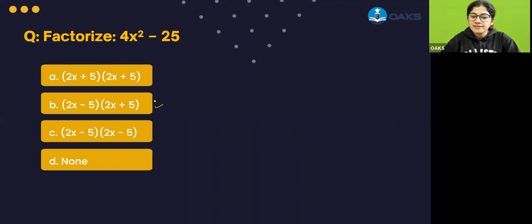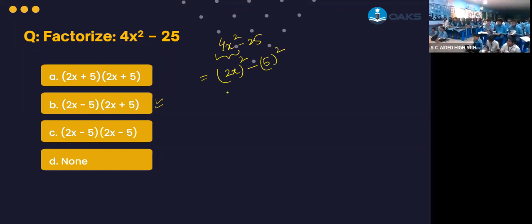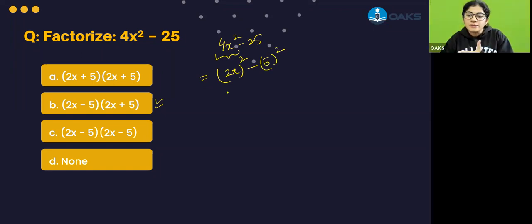Okay, so everybody is saying from school 1 and 2 that B is the correct answer. So you all know this identity, that is 4x square minus 25. Now, how can we solve this? We need to see the identity first. That is, we can write 4x square as 2x whole square and minus this as 5 square. So, which means a square minus b square, right? So a square minus b square is the identity that you already know.